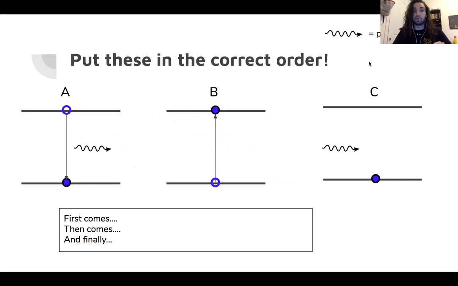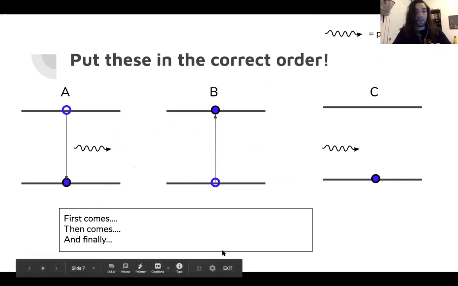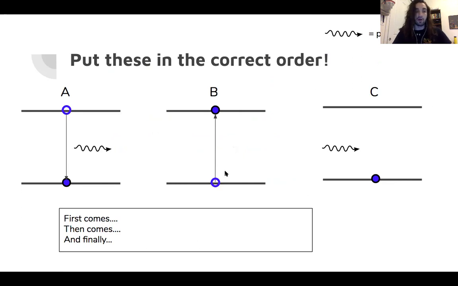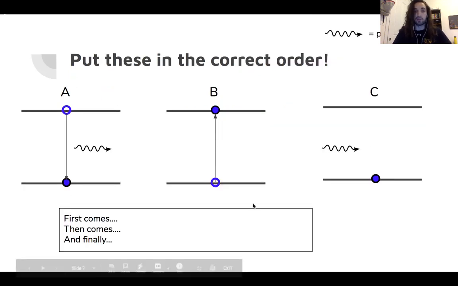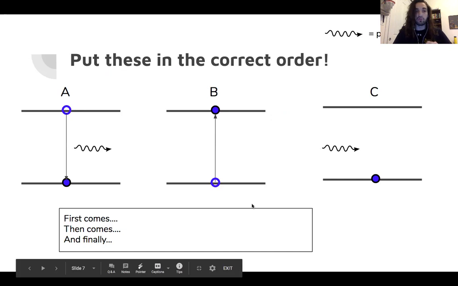Put these in the correct order. We've got different pictures here: an A picture, a B picture, and a C picture. At the bottom, you're going to say first comes A, B, or C, then comes A, B, or C, and finally comes A, B, or C. Each one only gets used once, and you're going to use the words and connect them to the pictures that you see. So pause, do that.